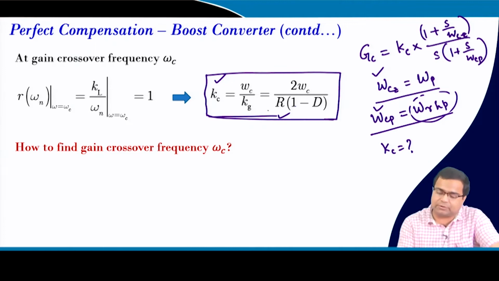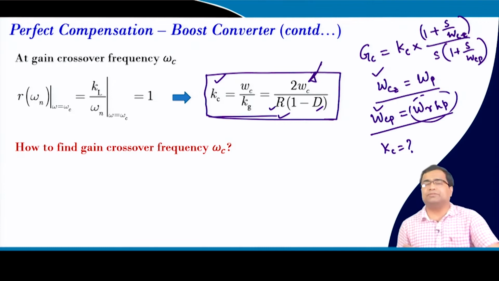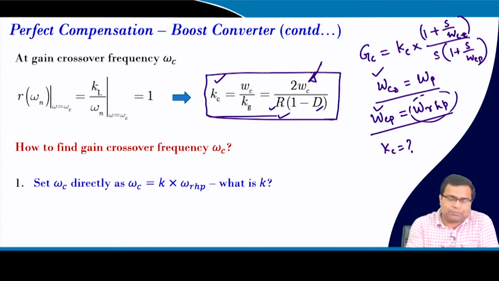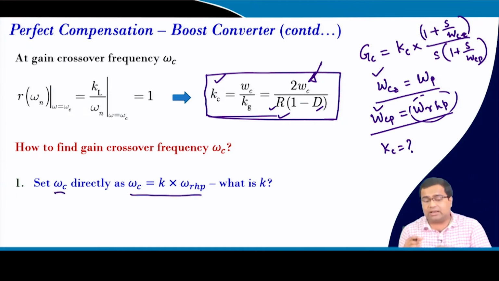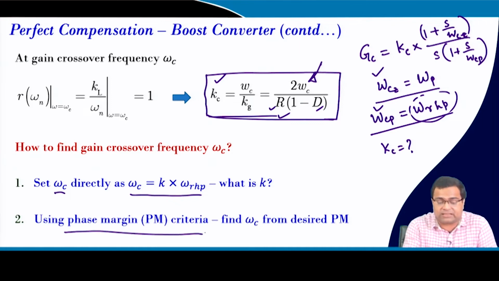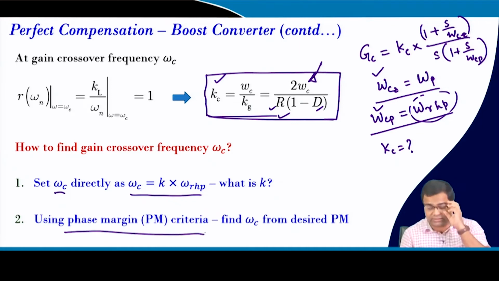Now, the question is, for a given load current and given duty ratio, what will be my crossover frequency? Who will give me the crossover frequency, right? So, there are two approaches. One approach: let us say the crossover frequency is at k times omega RHP zero. That means I can take k greater than 1 or less than 1, and I will see what my choice of k will be. Or the gain crossover frequency omega c can be obtained from the phase margin criterion, and we will discuss these two.